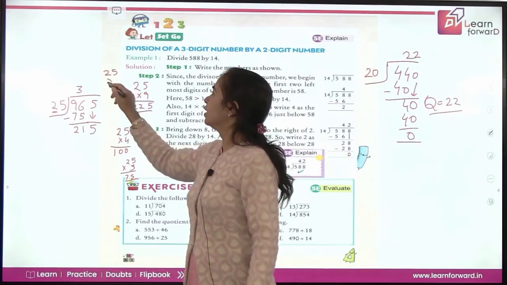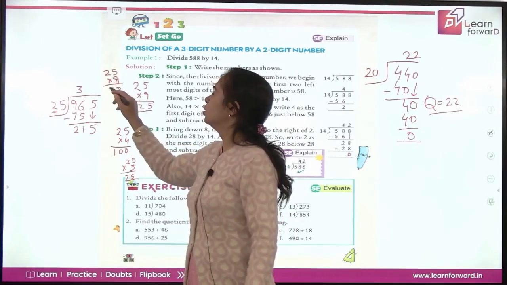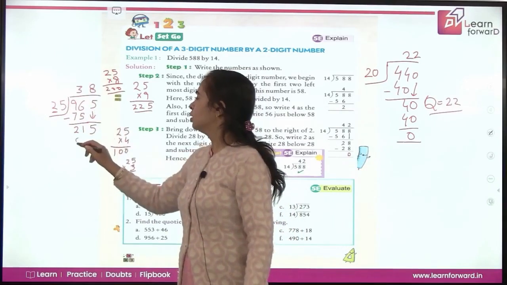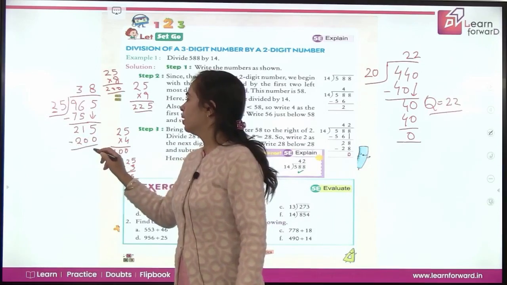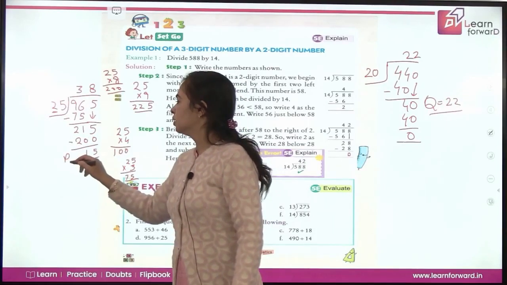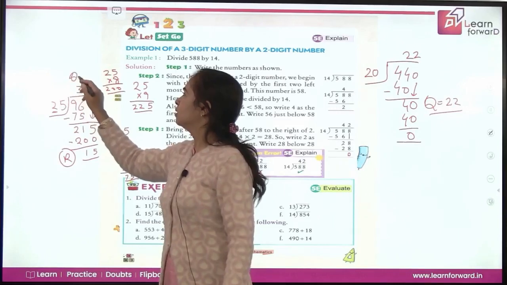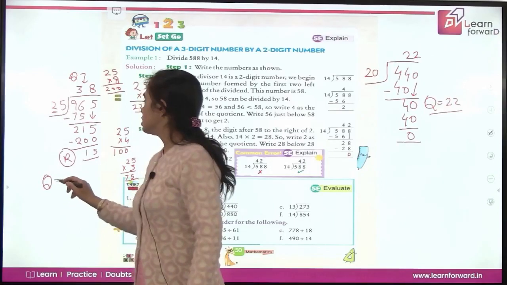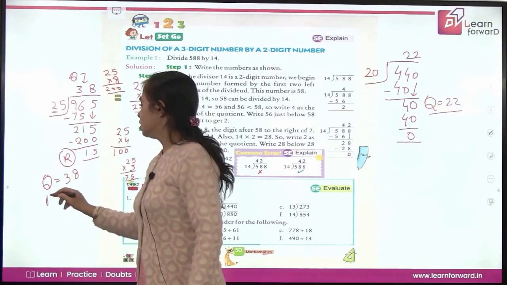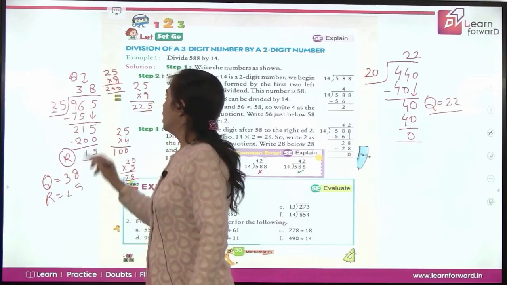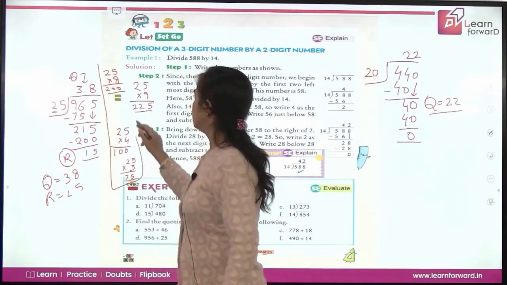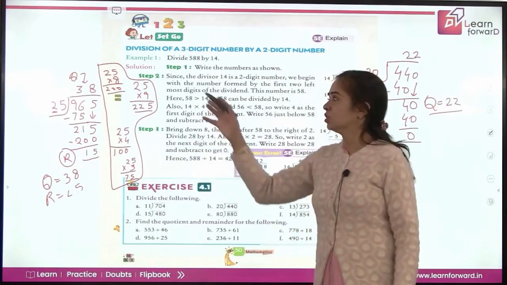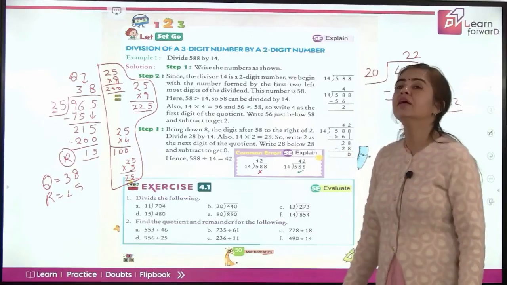25 times 8 gives you 200. So, 25 8s are 200. You stop here, you get the remainder 12 and you get the quotient 38. So, you will write quotient is equal to 38, remainder is equal to 15, and all this work will be your rough work in the rough column.